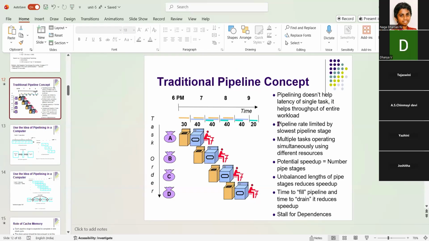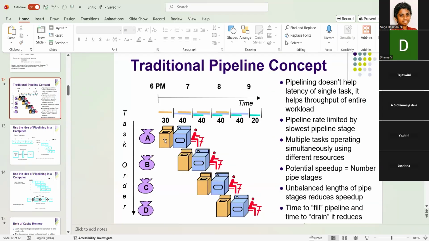The second point is that the pipeline rate is limited by the slowest pipeline stage. What they mean here is, let's again take this example. Here the first one takes 30 minutes, the second takes 40, and the third takes 40. If you see here, and as I told you, when this gets completed, you need to wait for some time. So this step is what decides our entire pipelining time. Our pipelining time is defined by the slowest step in the cycle.